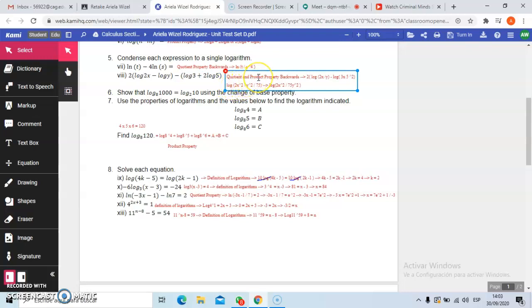2x squared divided by y squared divided by 75, because I already condensed the 3 times 5 to the 2nd power. And since I can simplify it more, I combined the 75 and the y squared. So I am left with log of 2x to the 2nd power divided by 75y squared.